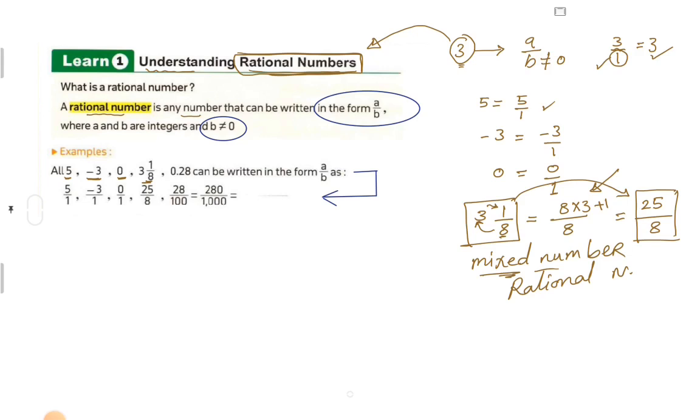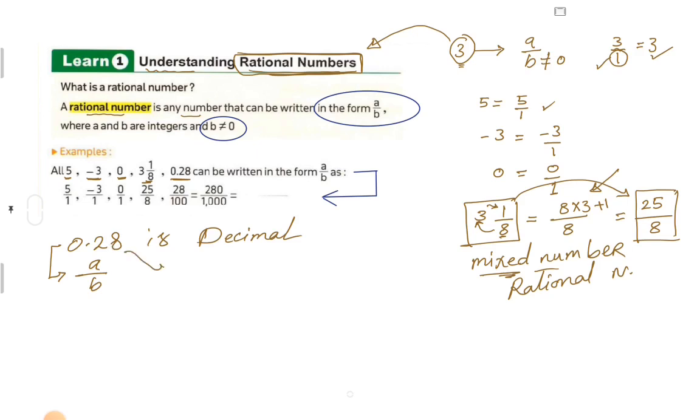Okay. Last one, 0.28. 0.28 is a decimal number, right? Okay, let's try to make it a over b, to know if 0.28 is a rational number or not.